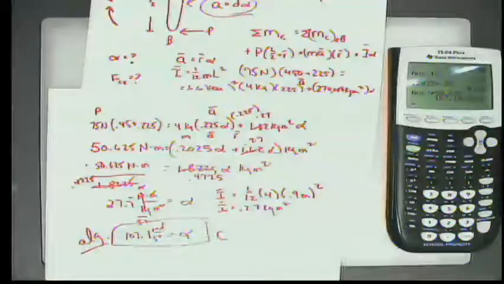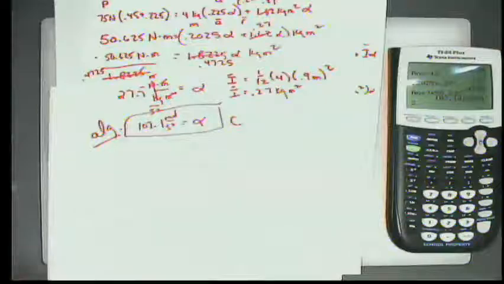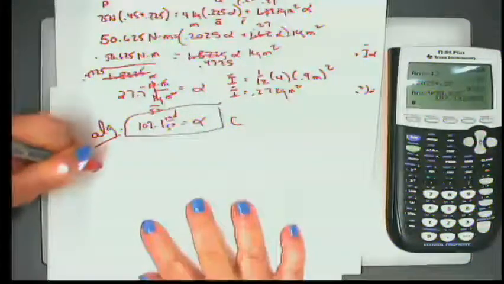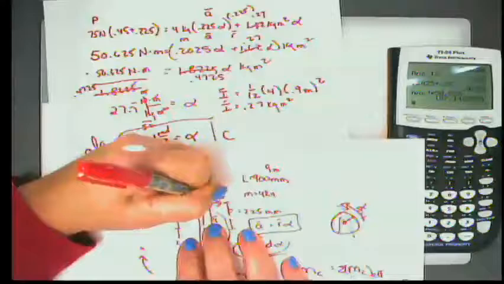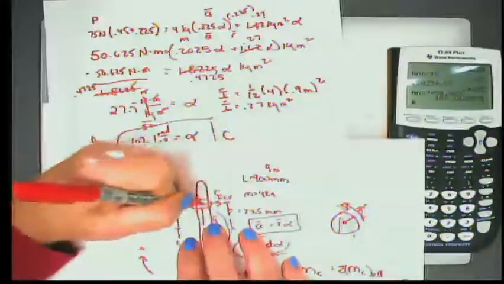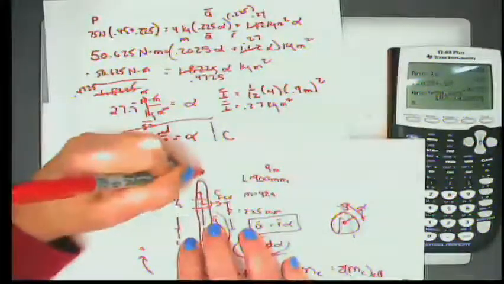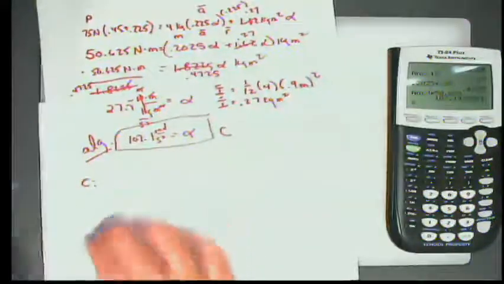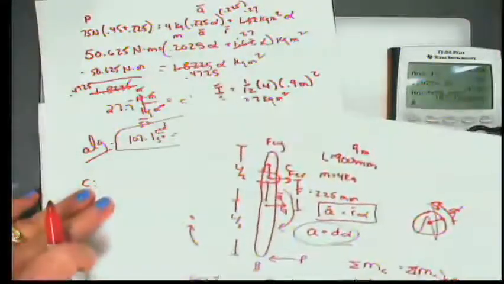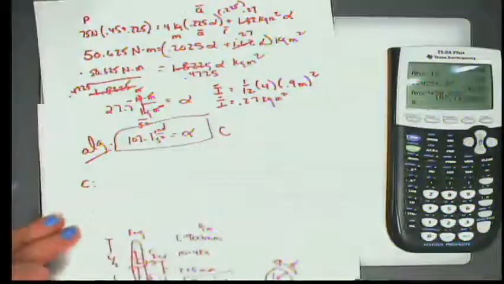All right, the next part then, we have 2 minutes left, is to find the components of the reaction at C. That's where our pivot point is. So if we take a look at C, we're going to have some force at C in the x direction and some force at C in the y direction. Let me see if I can put this up on the... Here, let's just do it like that.